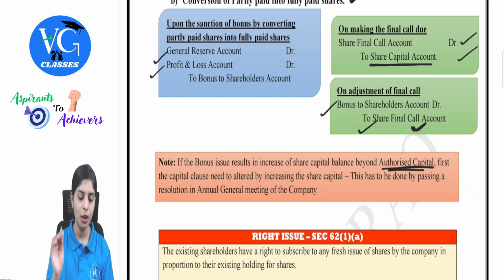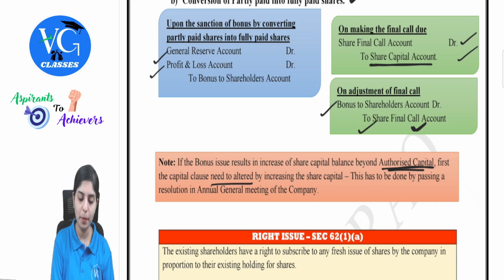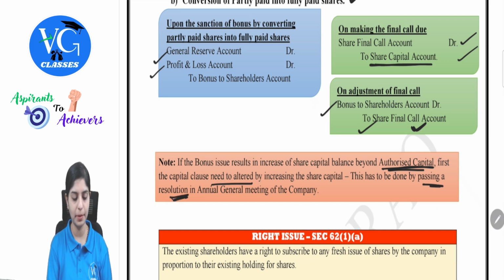What happens now? First, the capital clause needs to be altered by increasing share capital. In order to alter the capital clause, we will have to pass a resolution in the annual general meeting of the company. This point is a law based point. If this situation appears in the question, you should make sure this point is provided or mentioned. I hope this is clear.